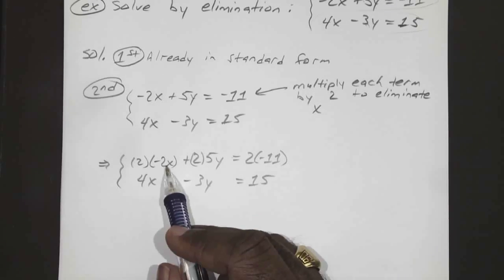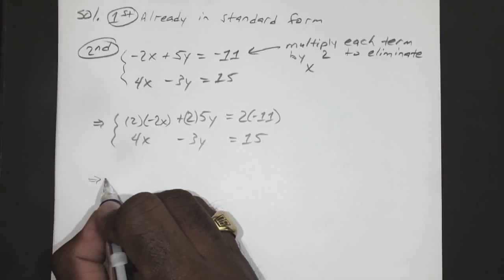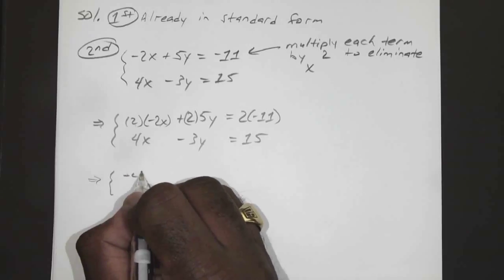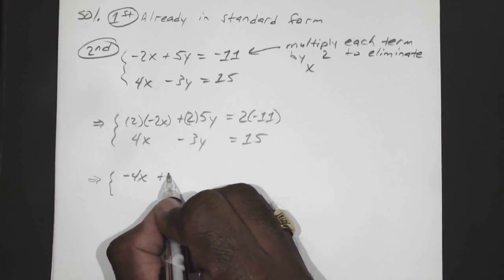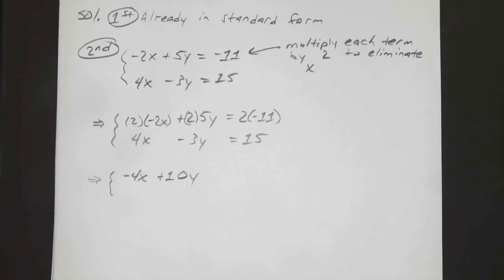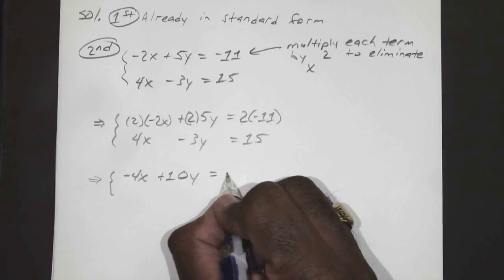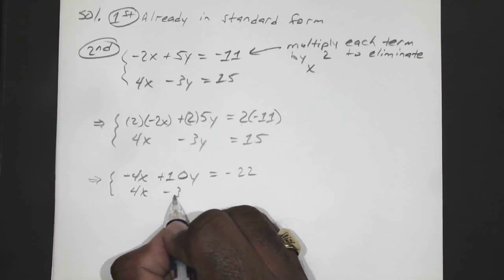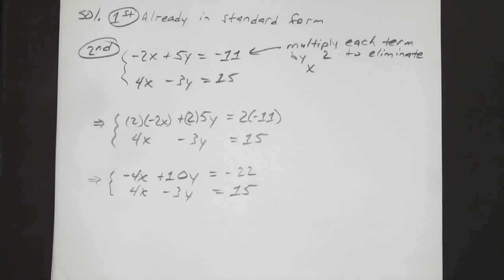Okay, so if we simplify the first one, 2 times negative 2x is negative 4x. 2 times 5y is 10y. Equals 2 times negative 11, which is negative 22. And we still have 4x minus 3y equals 15. And if you wanted to, you could just add it right from that step.